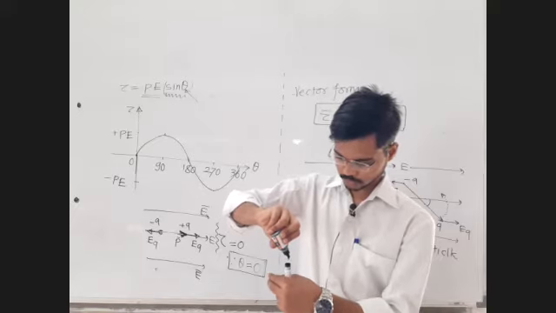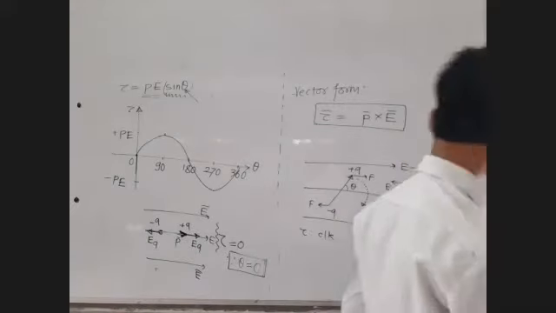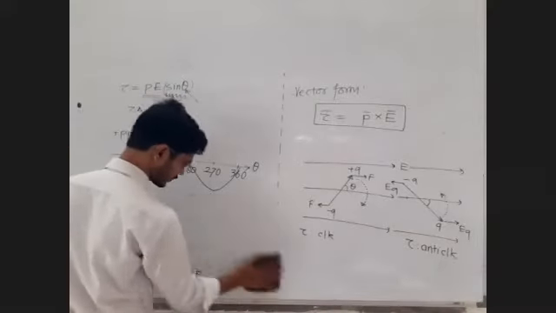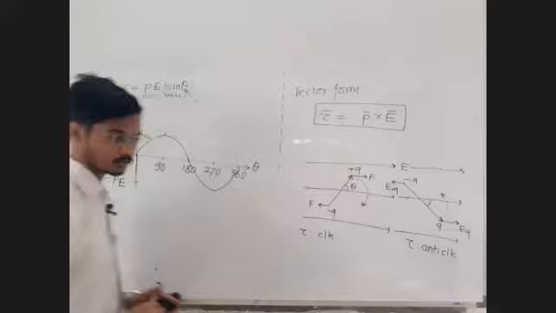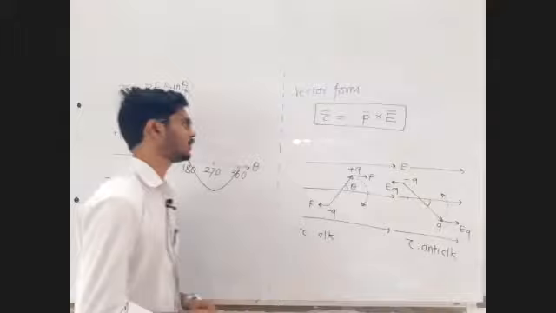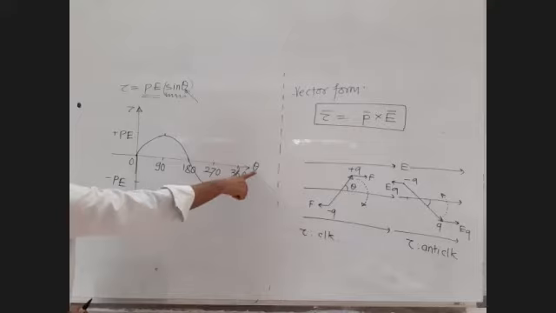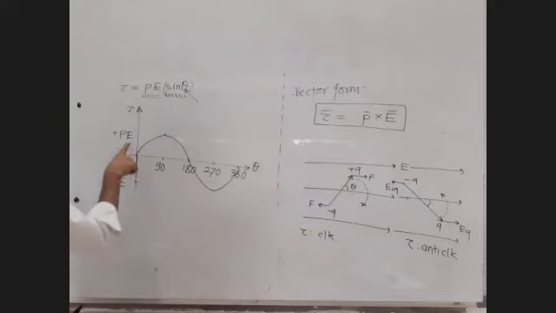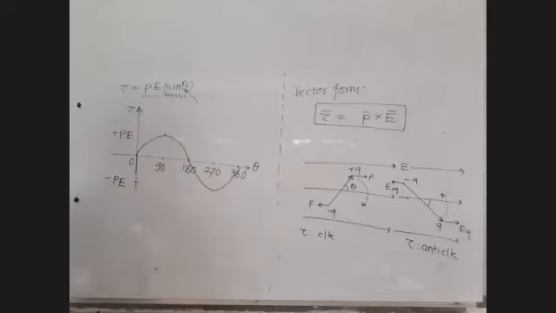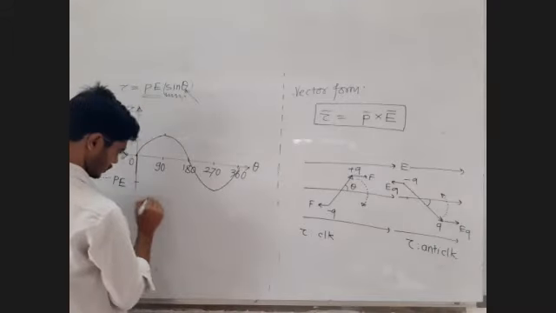Now, let us imagine the situation of theta equal to 180. The angle between the electric field and the dipole moment is now 180. Let's see what happens. Clearly, for theta equal to 180, torque is equal to 0. So it is again going to be an equilibrium position. But let's discover a few more things about it.